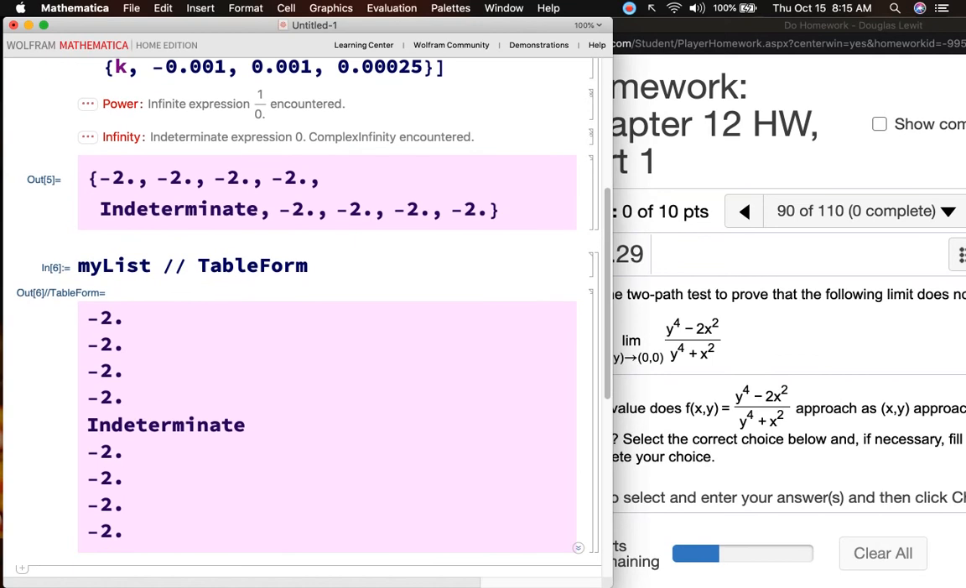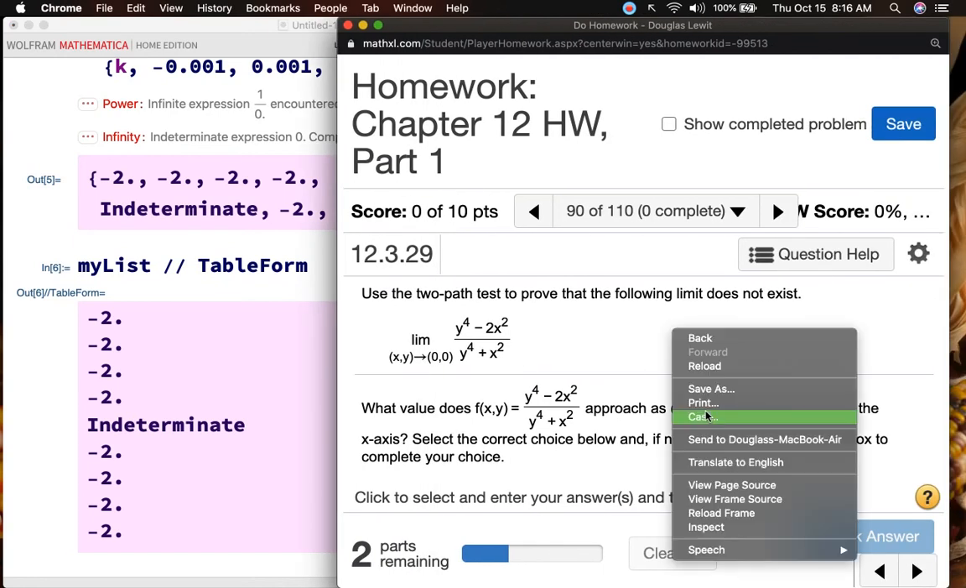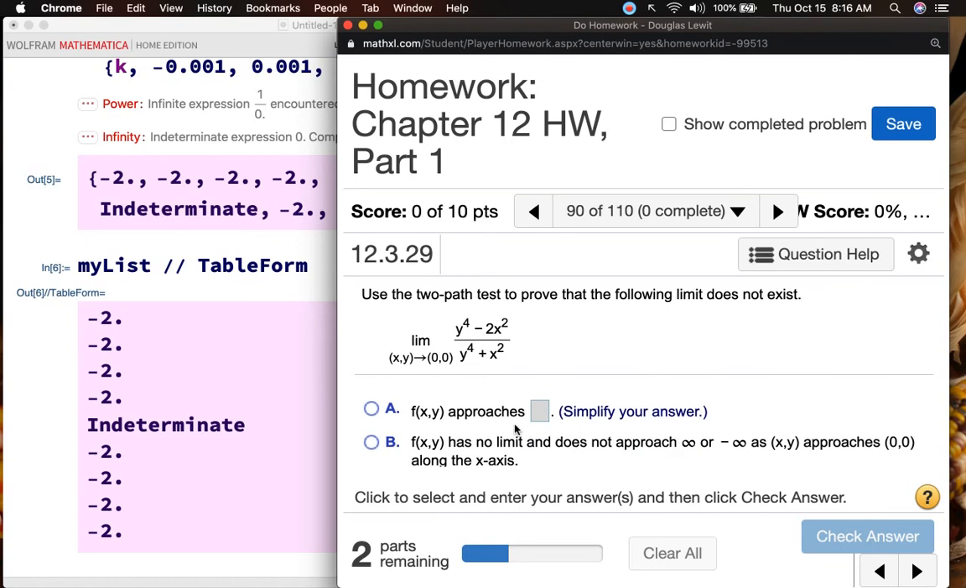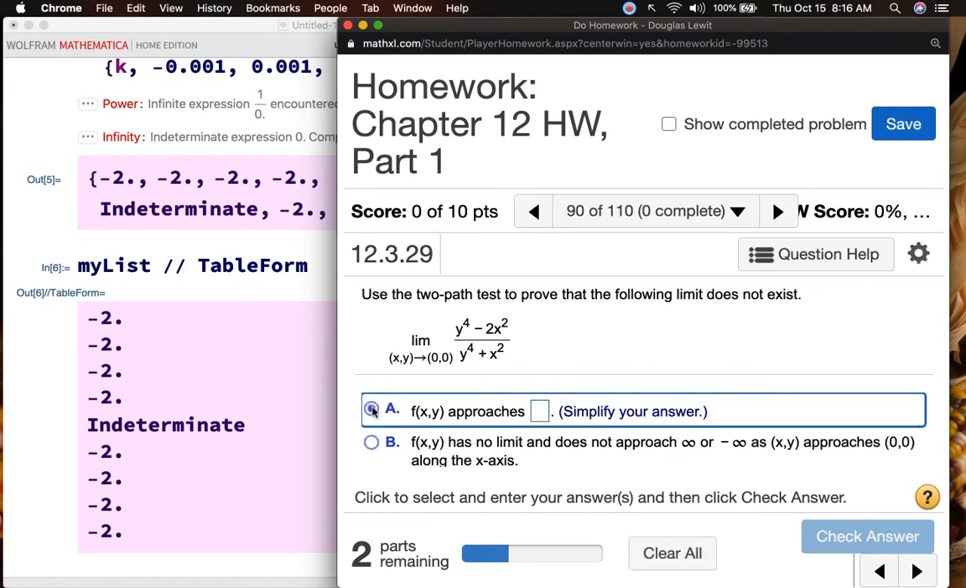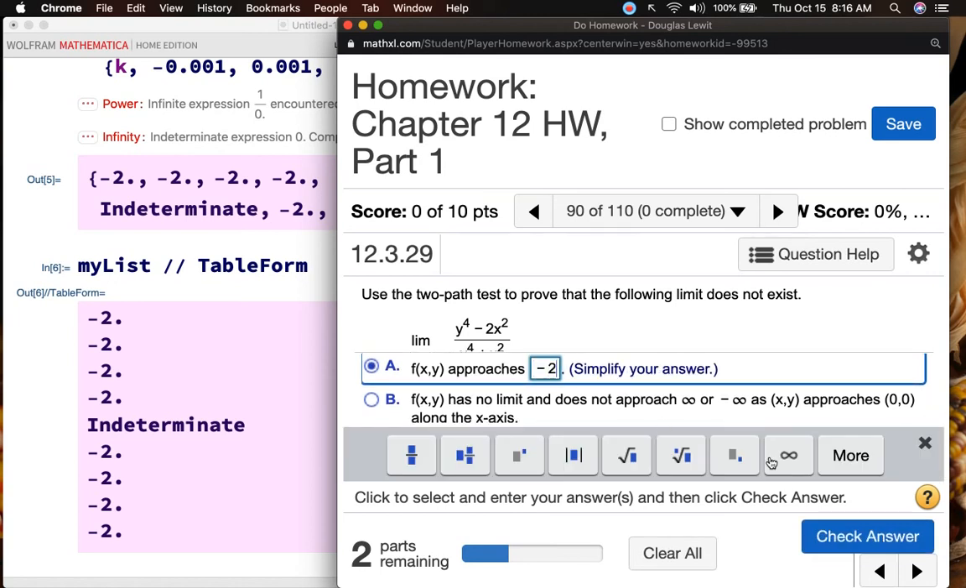Of course, if you have x equal to 0 and y equal to 0, the function is not defined because then you're dividing by 0. That's not going to work. But for values that are close to 0, you can see that the limit is going to be negative 2. Let's see if that's true. Okay, f of x and y approaches negative 2.